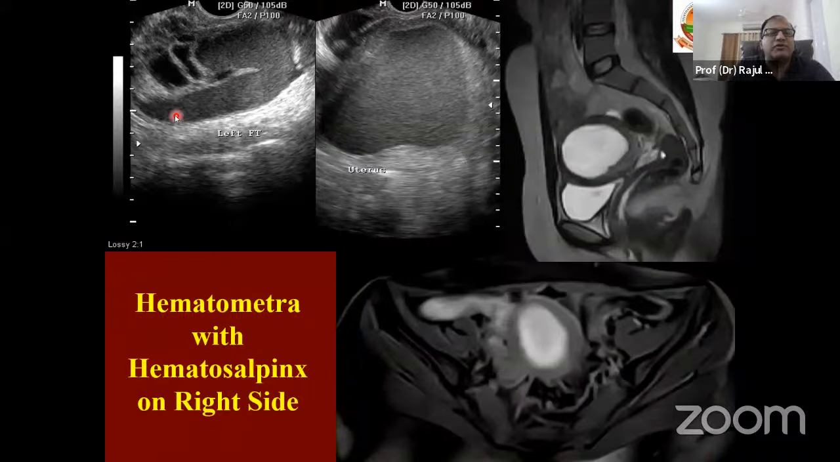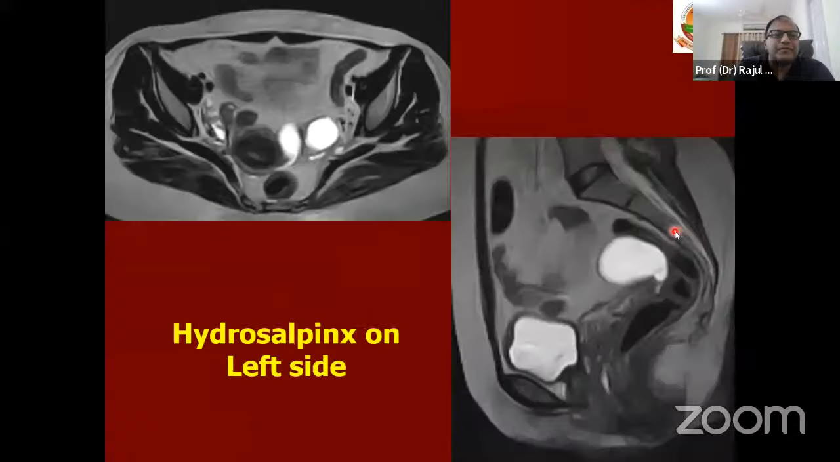So this is a case of hematosalpinx, where we can see a C-shaped tube which is dilated with homogeneous low-level internal echoes. The uterus is also filled with a similar type of collection, and this was a case of hematometra with hematosalpinx. When the MRI was done, again we could see a hyperintense fluid collection both in the uterine cavity as well as extending into the right tube, causing its dilatation, on a fat suppressed T1 weighted axial image. And this sagittal image also shows that the uterine cavity is filled with hemorrhagic material.